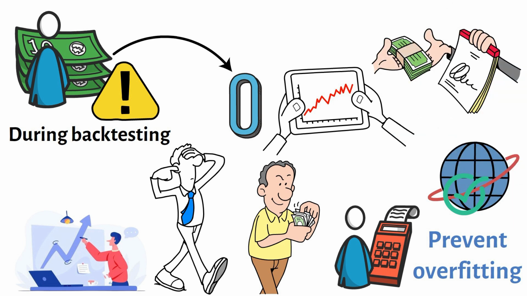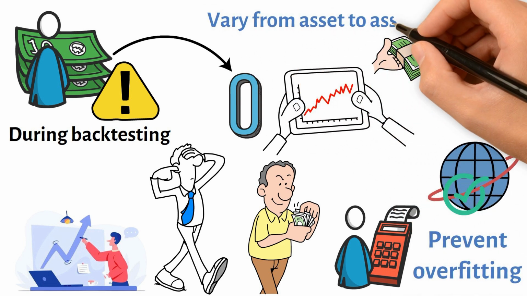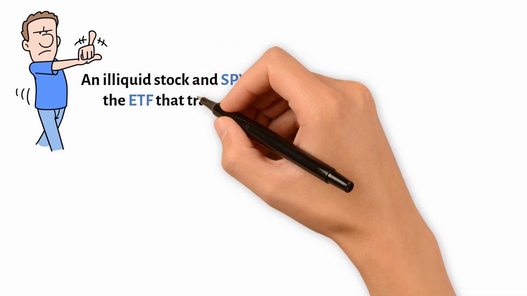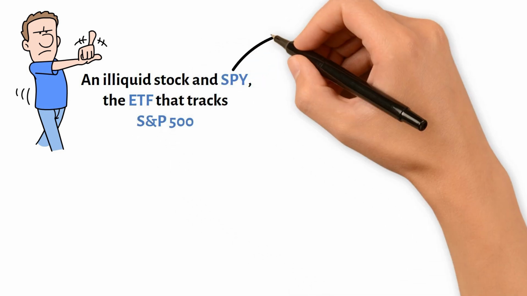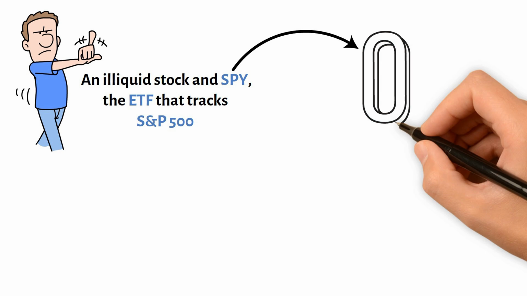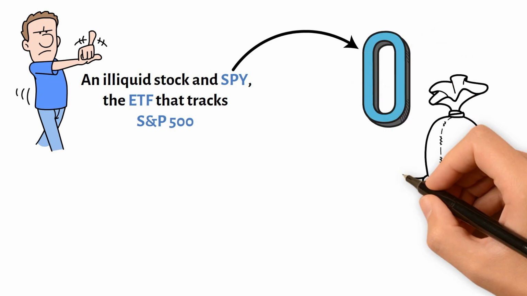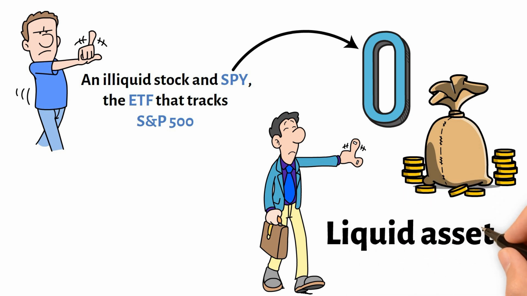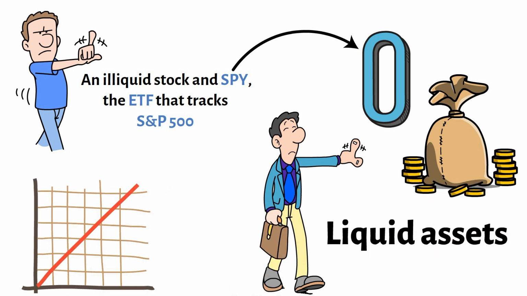However, the transaction costs vary from asset to asset. You can't use the same cost estimate for an illiquid stock and SPY, the ETF that tracks S&P 500. SPY has transaction costs that are close to zero, while a stock might have much higher costs. We suspect many traders throw away good strategies for liquid assets because they use too high estimates for transaction costs.